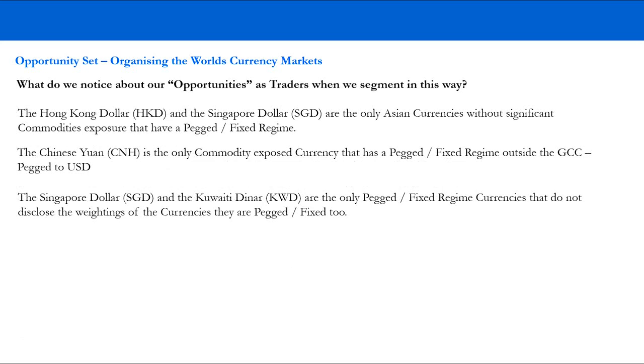What else do we notice about our opportunities when we segment in this way? Well, we find that the Hong Kong dollar and the Singapore dollar are the only Asian currencies without significant commodities exposure. So they're pretty diverse. The only ones without significant commodities exposure that actually have a pegged or fixed regime. The Chinese yuan is the only commodity exposed currency that has a pegged or fixed regime outside the GCC, and that's pegged to the US dollar. And the Sing dollar and the Kuwaiti dinar are the only pegged or fixed regime currencies that don't disclose the weightings of the currencies they are pegged or fixed to.